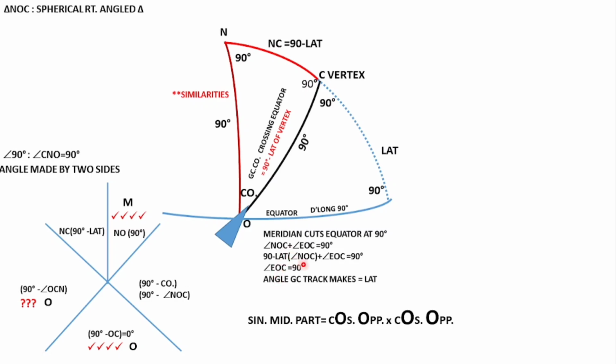So here what I have done is angle NOC plus this is 90. Now NOC is 90 minus latitude, plus latitude is 90. So here I have found out that the angle at the track will be equal to latitude.